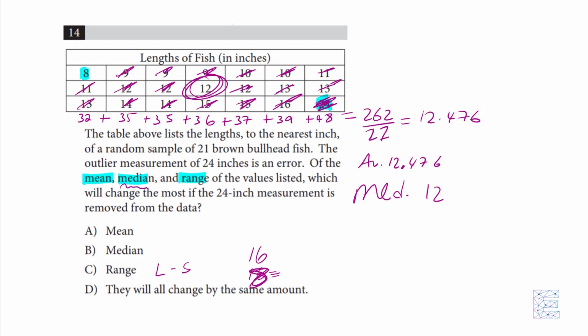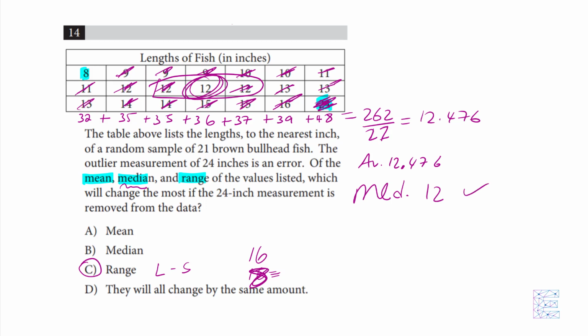So the number that's affected the most is the range. If you recalculate the median, it would still be 12 because we had three numbers in the middle. It would still be one of those three, so it's still 12. So the median would not change.